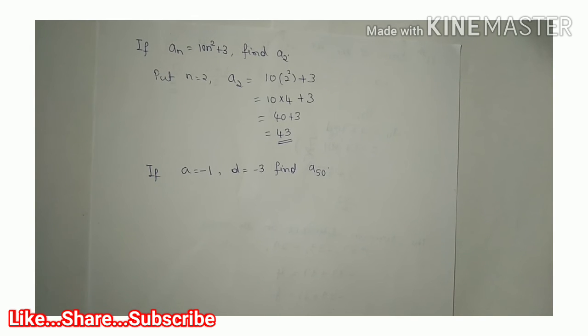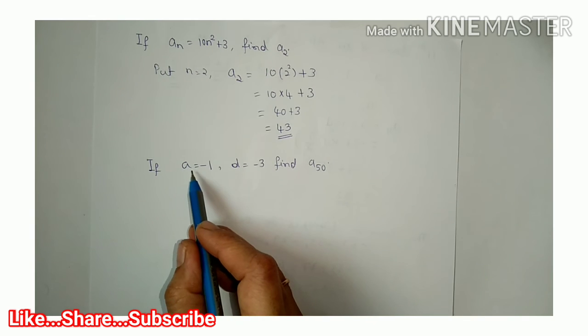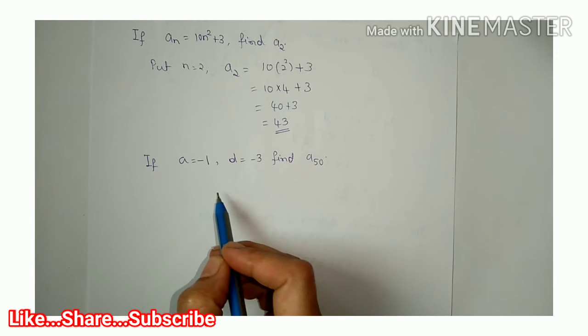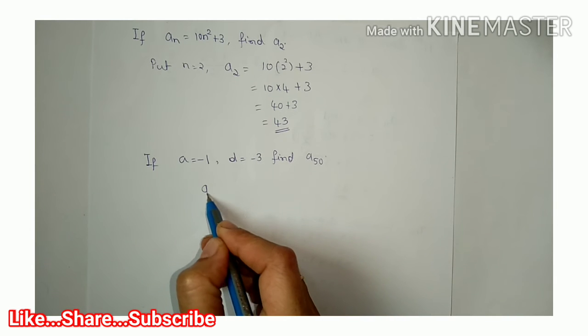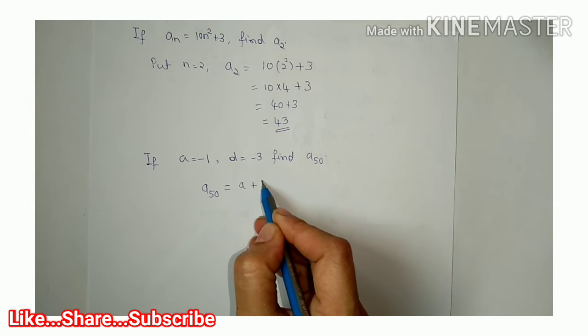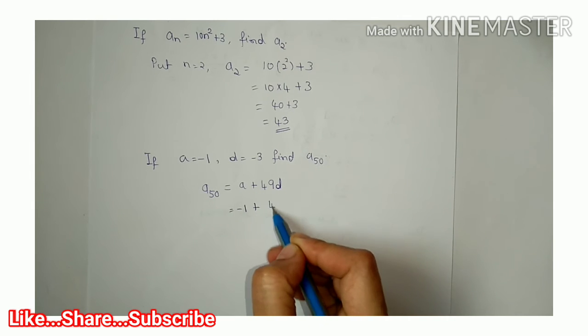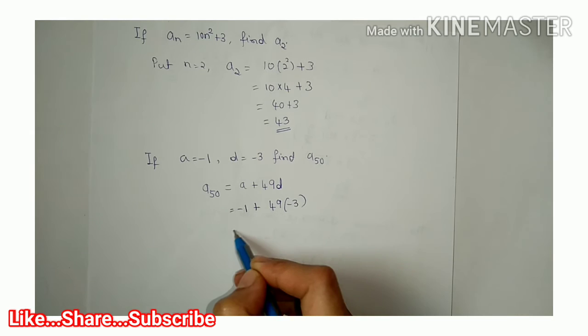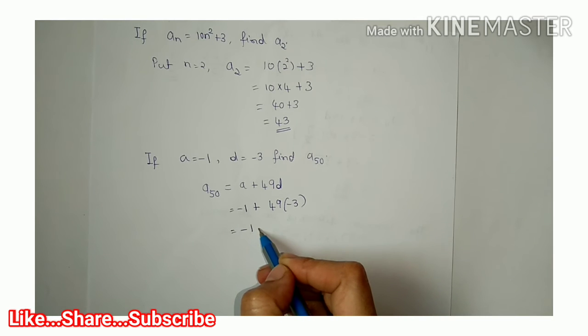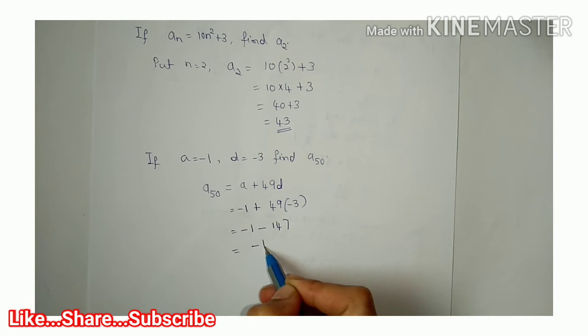If a is equal to minus 1, d is equal to minus 3, find a50. Here the first term is minus 1, the common difference is minus 3, and we need to find a50. a50 means a plus 50 minus 1 into d. a plus 49d. Minus 1 plus 49 into d, which is minus 3. Minus 1 minus 147, minus 148.